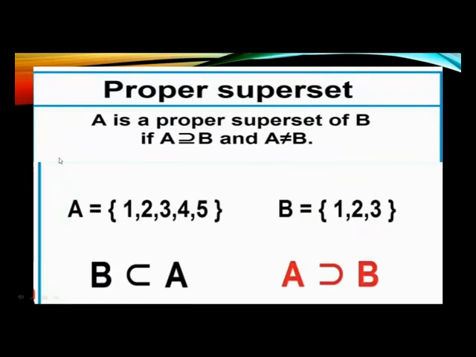Proper superset: A is a proper superset of B if A is the proper subset for B and A is not equal to B. Keep this condition in mind, A is not equal to B. We have sets A and B, whose elements are 1, 2, 3, 4, 5 and 1, 2 and 3. So we observe that B is a subset of A and A is a superset of B.